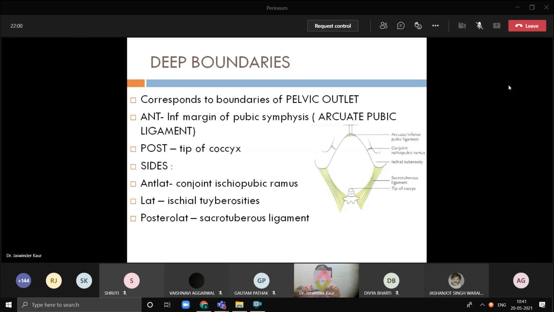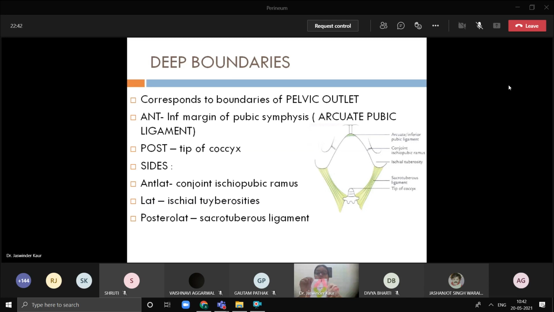So here you can see this is the pubic symphysis, forming the anterior boundary. Inferior margin of the pubic symphysis and the arcuate pubic ligament. Then this is the conjoint ischiopubic rami. This is the ischial tuberosities. This is the sacrotuberous ligament, and this is the tip of the coccyx. These structures form the boundaries of the pelvic outlet. So the pelvic outlet forms the deep boundaries of the perineum. Clear? Is it clear?